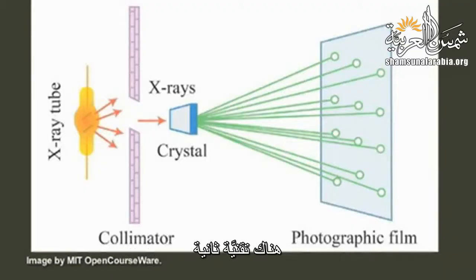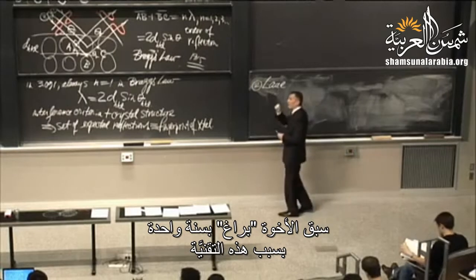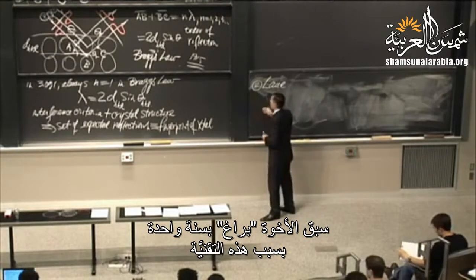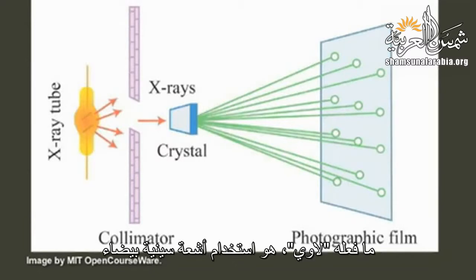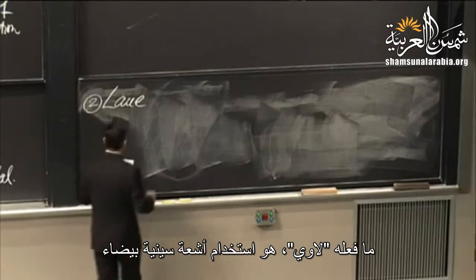There's a second technique, and it's called Laue diffraction, after von Laue, who got the Nobel Prize in 1914. He beat the Braggs by 1 year for this technique. So he shines, in this case for Laue, it's a slightly different technique. What Laue does is he uses white X-rays.